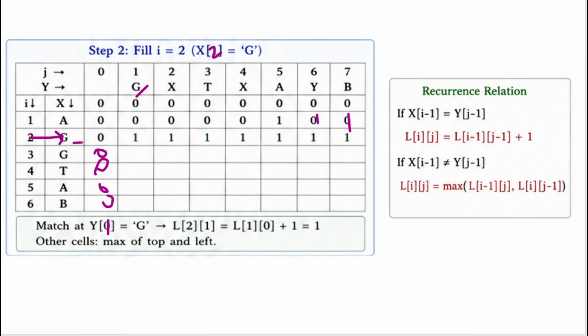And here g is there. Here also g is there, right? So both the characters are same. So just add the diagonal value plus 1. So 0 plus 1, the answer is 1.